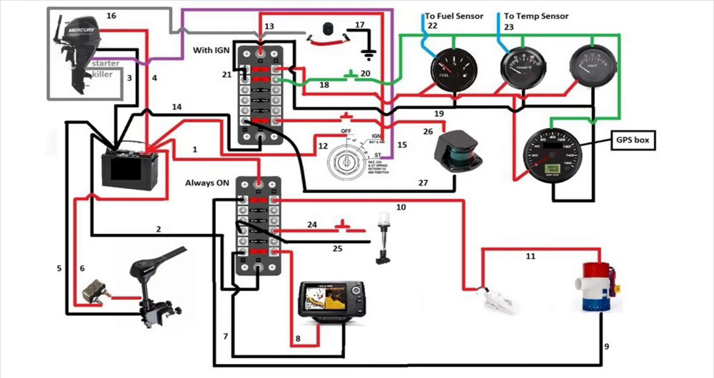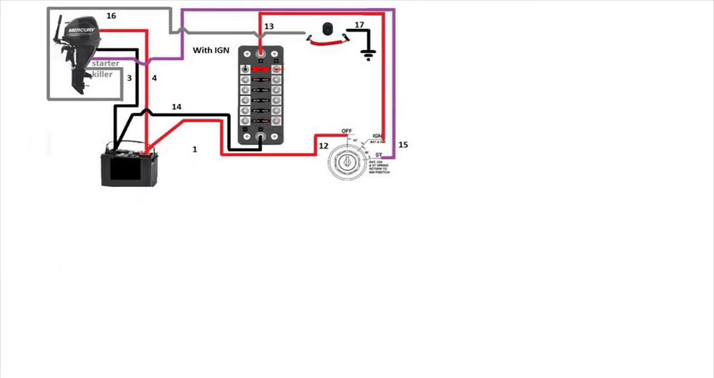We'll start by eliminating all the wires we don't need to see right now. We'll try to keep only the ignition part of the wiring diagram. It will be much easier and simpler to understand the diagram this way.